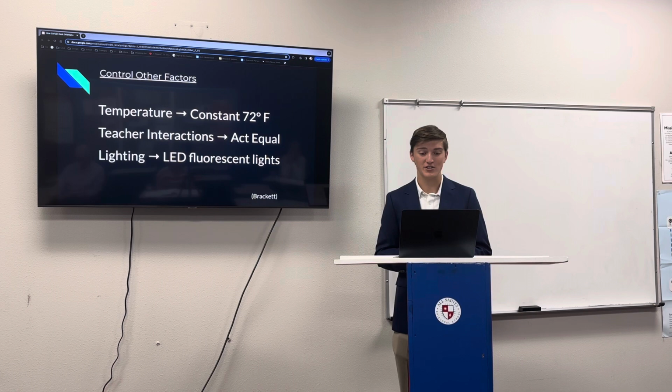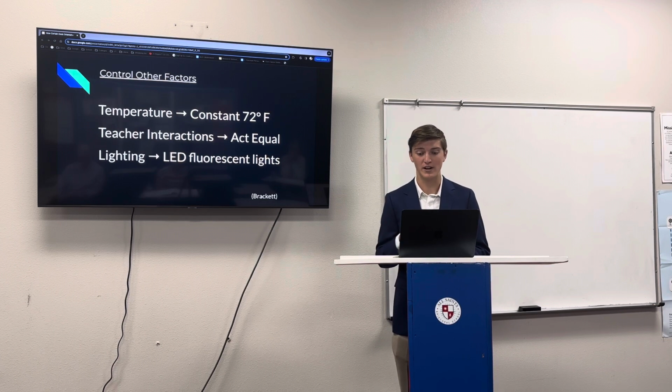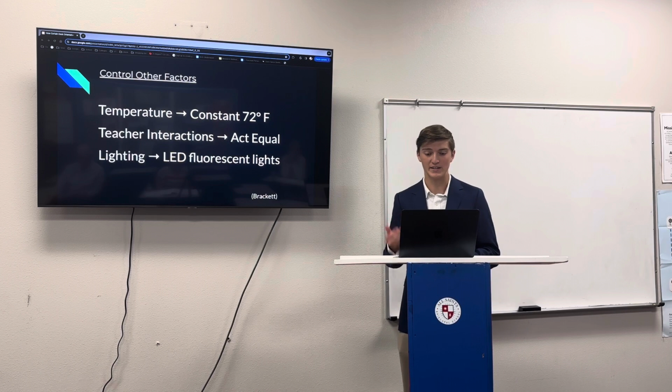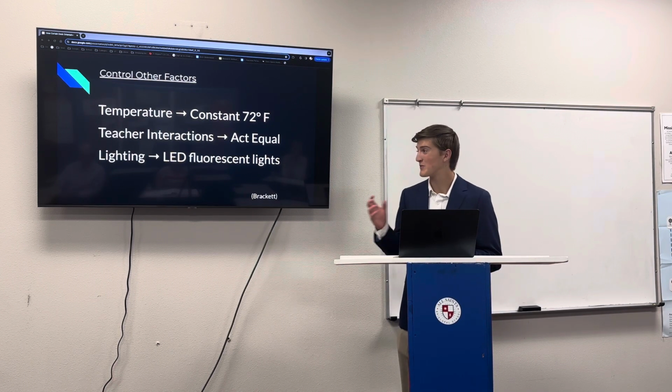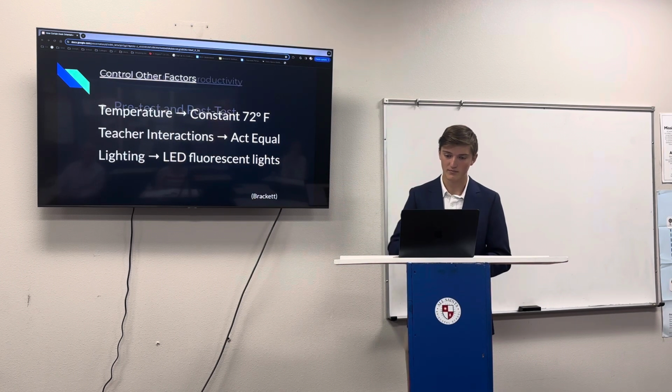Earlier, I discussed how teacher interactions with students could potentially influence student productivity. In order to prevent this, I asked the teacher to interact with students equally during the testing period so that this factor couldn't affect my data. For lighting, I was actually unable to change the lights, so I was forced to use LED fluorescent lights throughout the entire study.